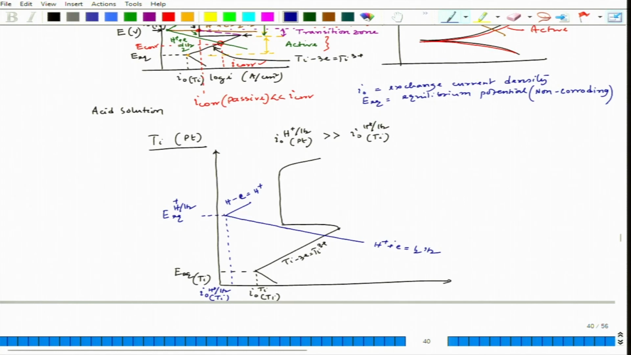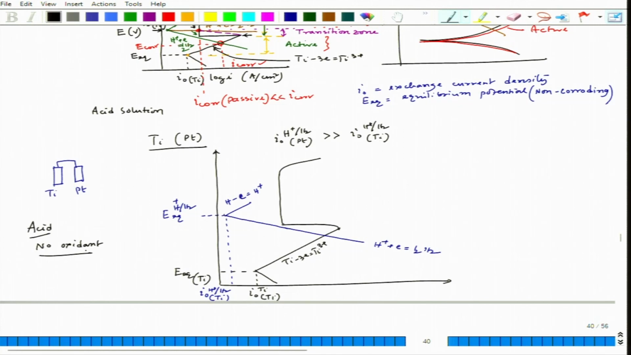Now, when we are having only titanium, no platinum, we have a titanium plate, and we are adding another platinum plate and connecting it. This is titanium and platinum. So this is galvanically connected, and this is acid solution and no oxidant.